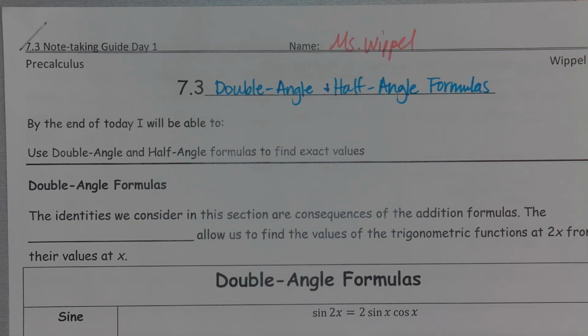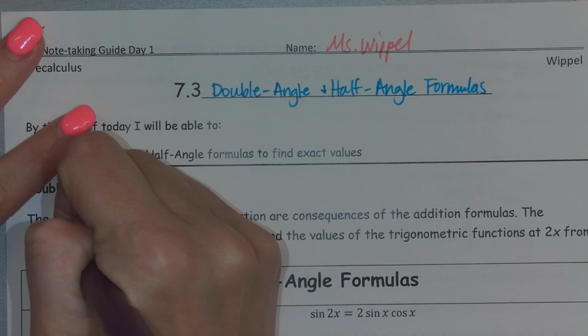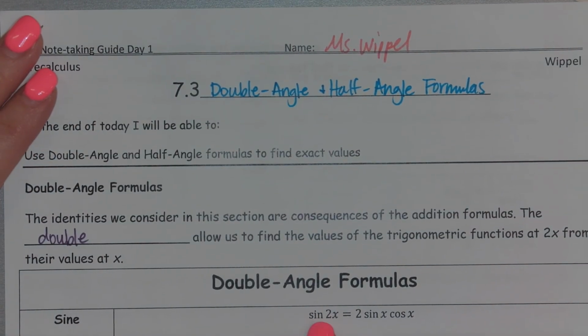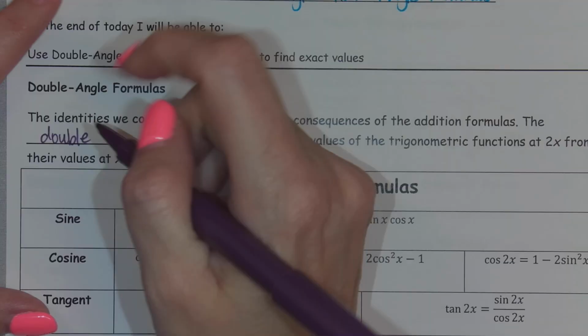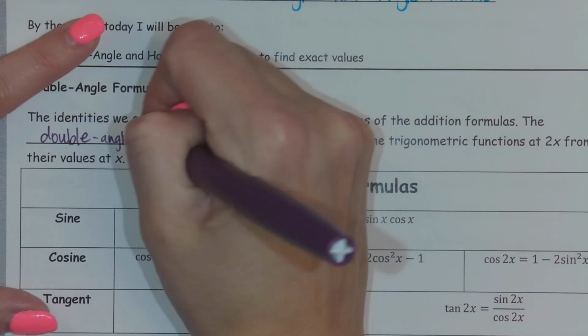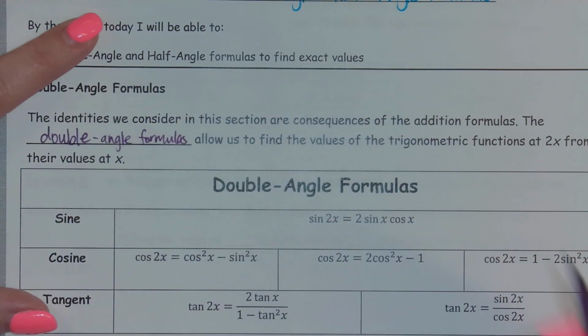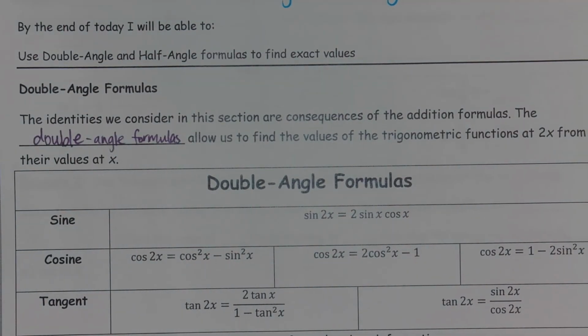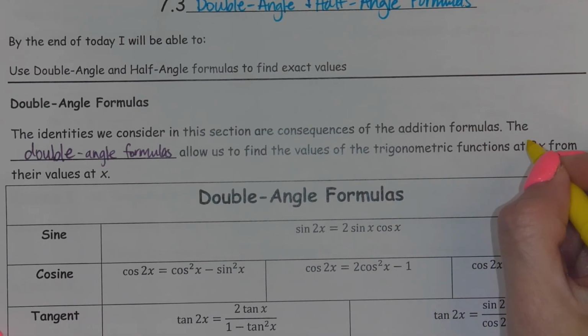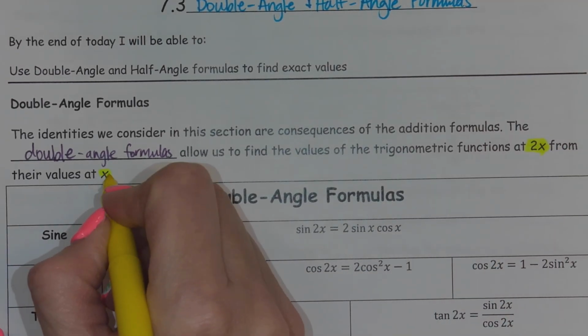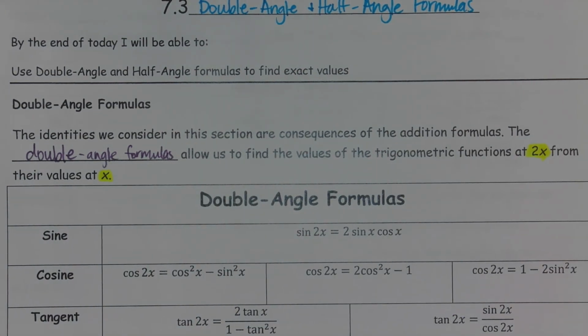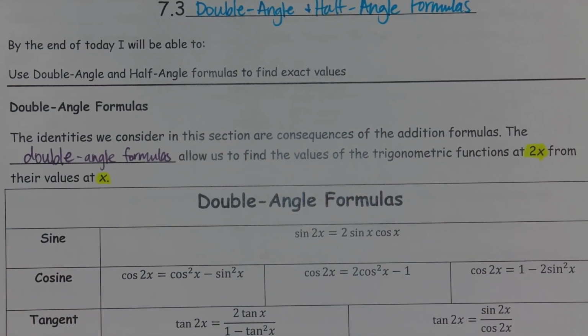So all of these can be proved with the addition formulas that we did last week. These double angle formulas, which you can see it's the sine of 2x, it's double. Okay, the double angle formulas allow us to find values of the trig functions at 2x once we know the values at x. Okay, so when it says they're consequences of the addition formula, this is what that means.